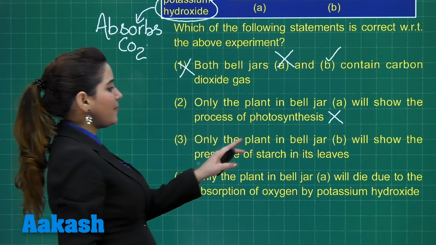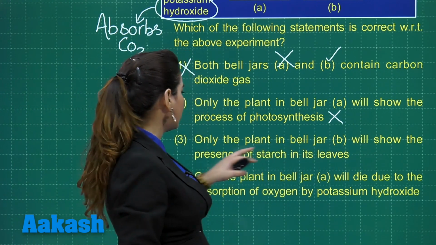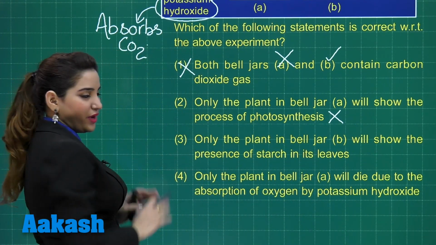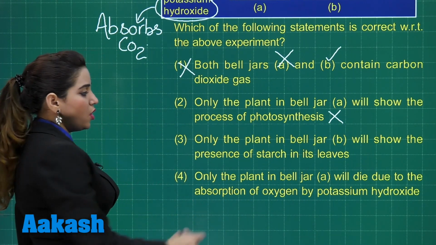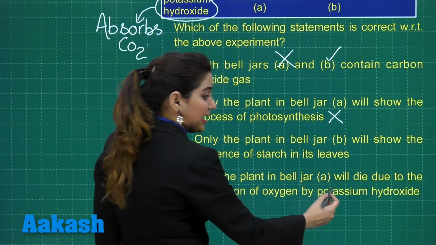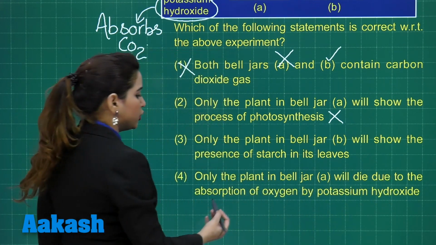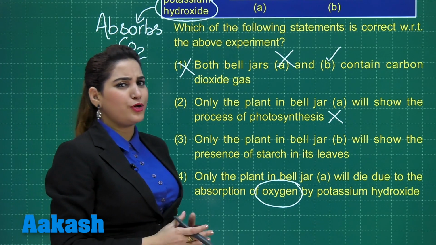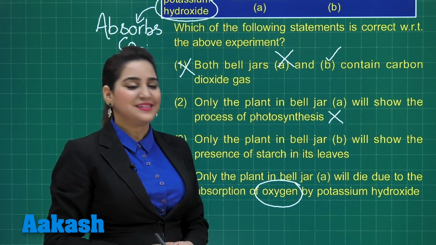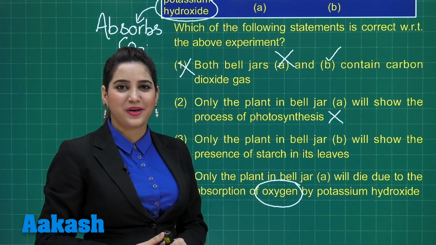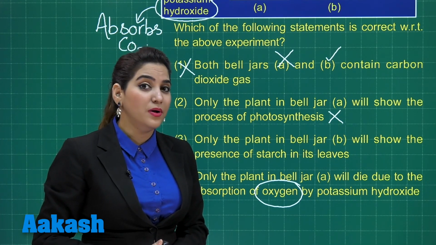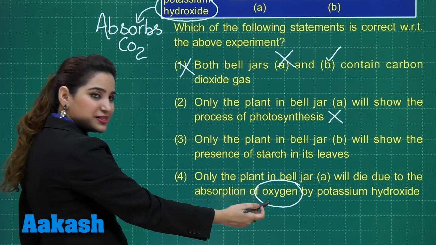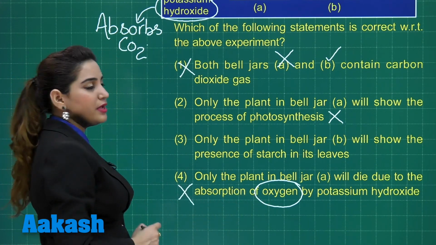Next, only plant in bell jar B will show the presence of starch in its leaves. Okay, fine. Let's read the fourth one also. Only the plant in bell jar A will die due to the absorption of oxygen by potassium hydroxide. What do you think? Is this right or wrong? See, potassium hydroxide sure is present, but it does not absorb oxygen. Rather, it absorbs CO2. Because of this oxygen term, this option is also incorrect.